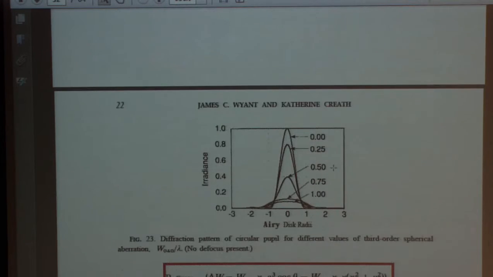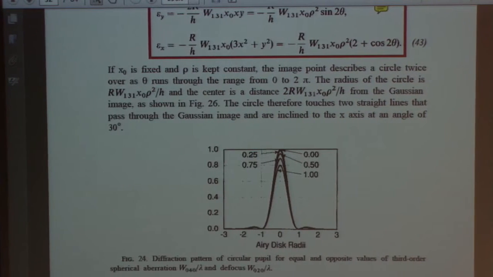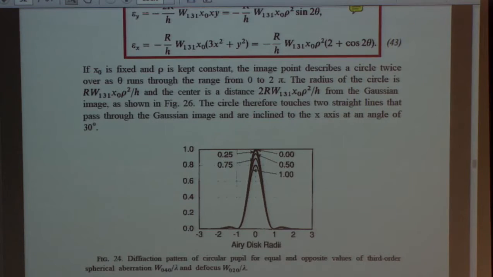So first I showed just defocus. Then I showed just spherical. And now I will show defocus and spherical. This is where we have the same number of waves of defocus as spherical. First we have no aberration, and we get a nice Airy disk.